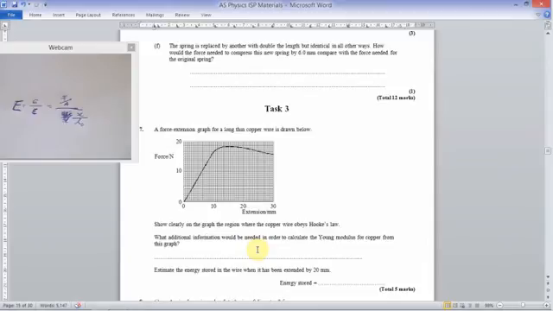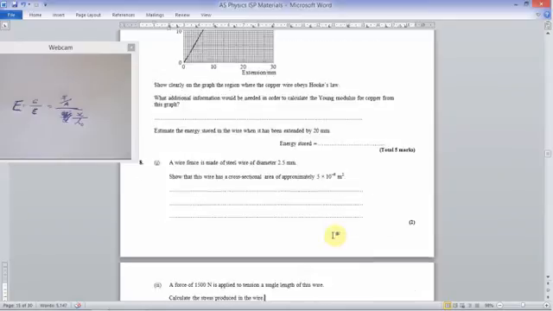Estimate the energy stored in the wire when it's extended to 20 millimeters. So you go up from 20 millimeters, and you need to estimate the area under the graph. So take it as a big triangle, and then figure out what that rectangle is over there, and that tells you the energy stored inside of it. So that's question 7.